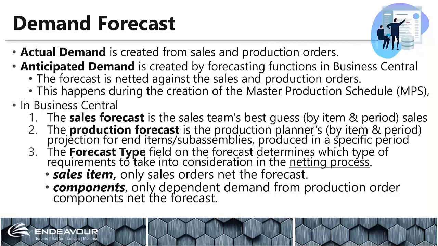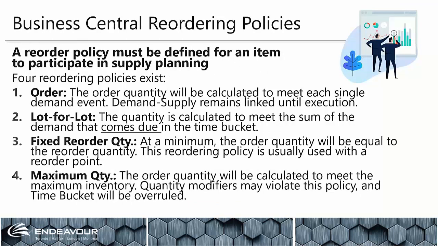We'll take a look at the demand forecast page in Business Central, where we can see on the type if it's a production forecast or if it's a sales forecast. That is usually controlled by a drop-down menu where you can see two options, either a sales item or a component. If it's a sales item, that means it's for sales orders or sales forecast. If it's a component, then that's the production forecast. The main reordering policies in Business Central are order, lot for lot, fixed reorder quantity, and maximum quantity.